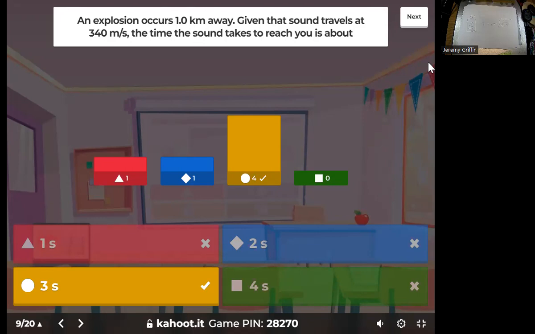So let's see if you guys get this. Suppose there's a lightning strike, and then you count off 15 seconds, and then you hear the thunder, right? So there's a 15-second delay. How many kilometers away is that lightning strike? 5, right? Because 15 divided by 3 is 5.